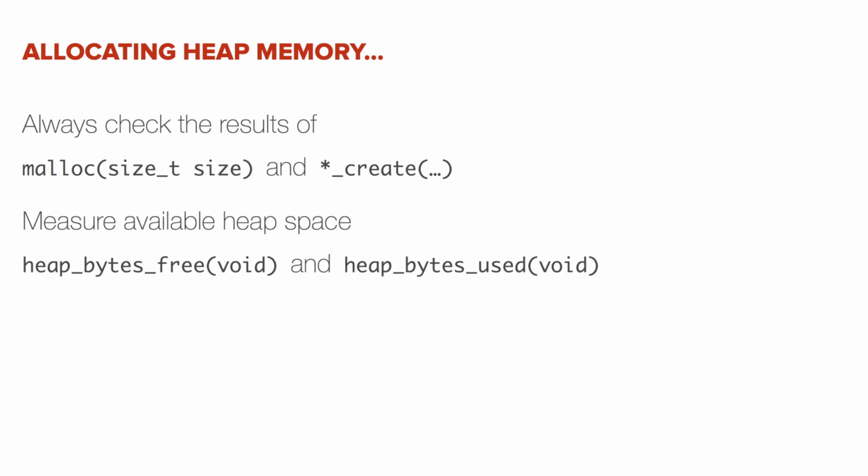Second, we recently introduced, I think in 2.4, heap_bytes_free and heap_bytes_used. So you can check for yourself whether you are leaking, how much heap is available when you enter a function, and localize where your heap goes and also how much more is available.